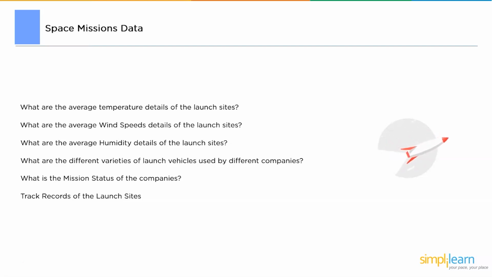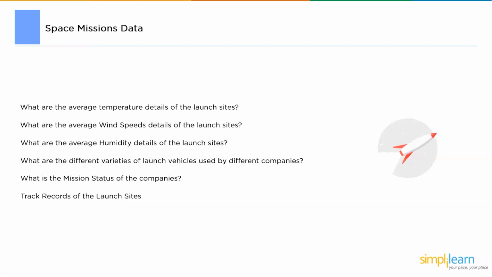Followed by that, we have the different varieties of launch vehicles used by different companies. There are a lot of companies. A few are from the government sector, a few are from the private sector. For example, USA military satellites belong to the government, and private ones like SpaceX, and a few others. Next we have the mission status of the company. We have a list of satellites launched already, right? So we need the mission status of that particular satellite. Is it a successful launch, or was there some failure record or something like that?